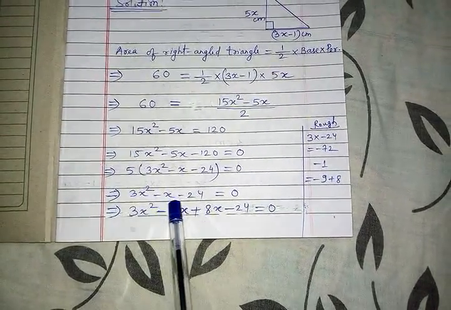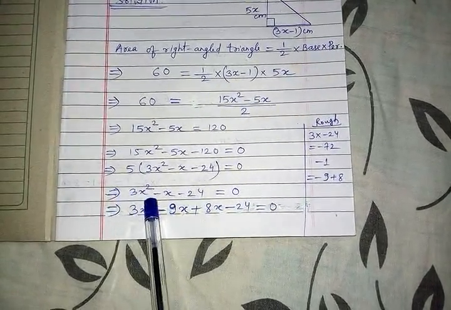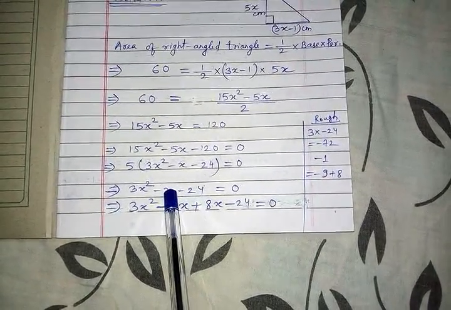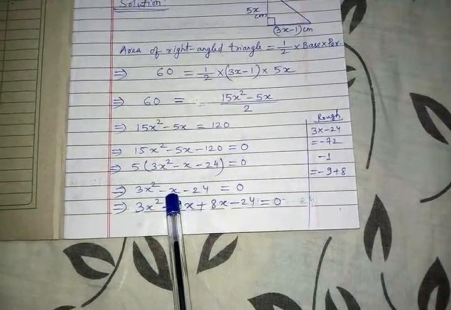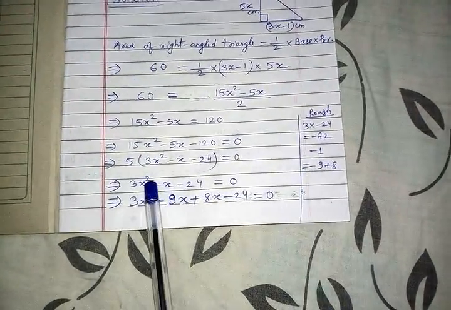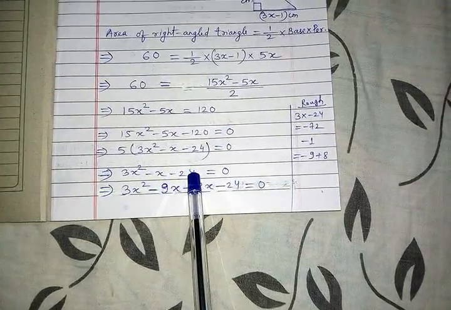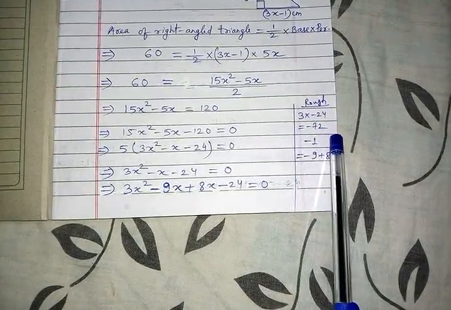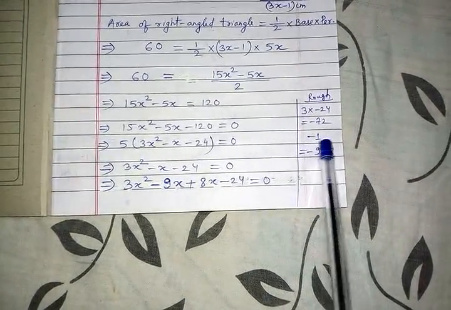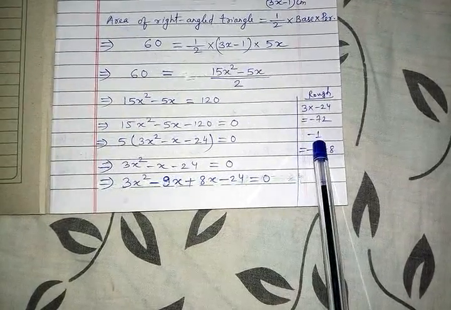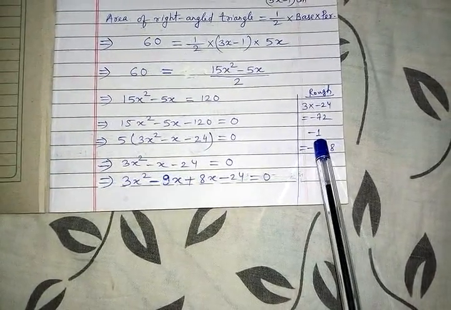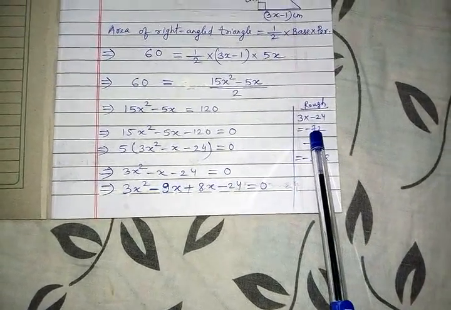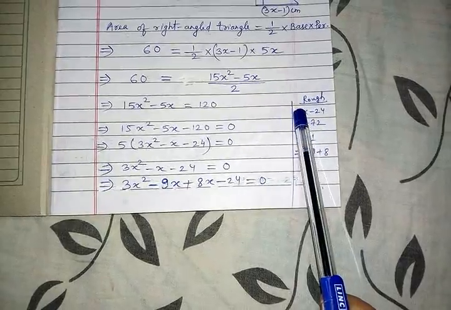Now you can see we have done this kind of question. We also call it middle term splitting factorization. This is the factorization chapter in which we split the middle term. Here the middle term is minus 1. In this case we multiply the first and last terms. First is 3, last is minus 24. 3 into minus 24 is minus 72. And the middle term is minus 1. So we should break minus 1 in such a way that by adding or subtracting we get minus 1, but by multiplying those two terms we get the same value we got by multiplying first and last.